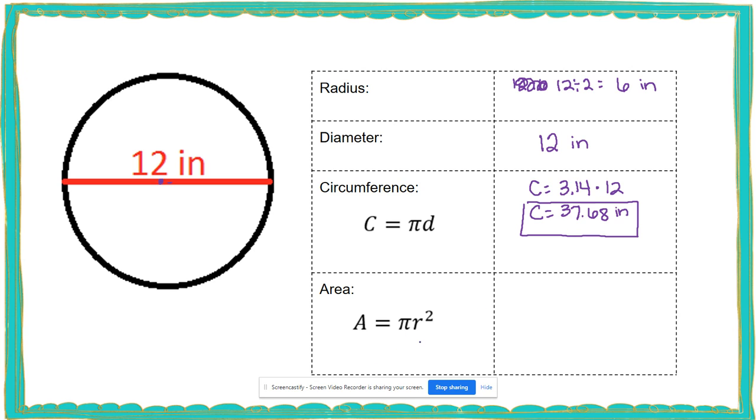Now area is pi times radius squared. So it's going to be pi, 3.14, times my radius I found was 6 to the second power. Again, I do my exponents first. So 6 to the second power means 6 times 6. So I do 3.14 times 36. Now when I multiply 3.14 by 36, I get 113.04. Again, my units of measure are inches, and because it's area, I always have square units. So my area is 113.04 inches squared.